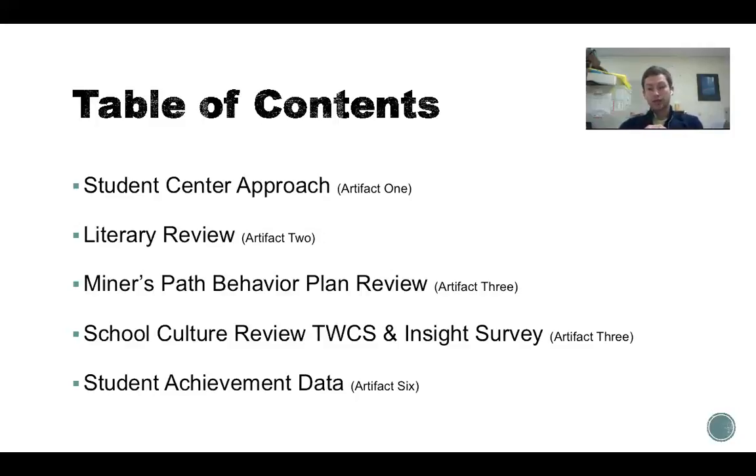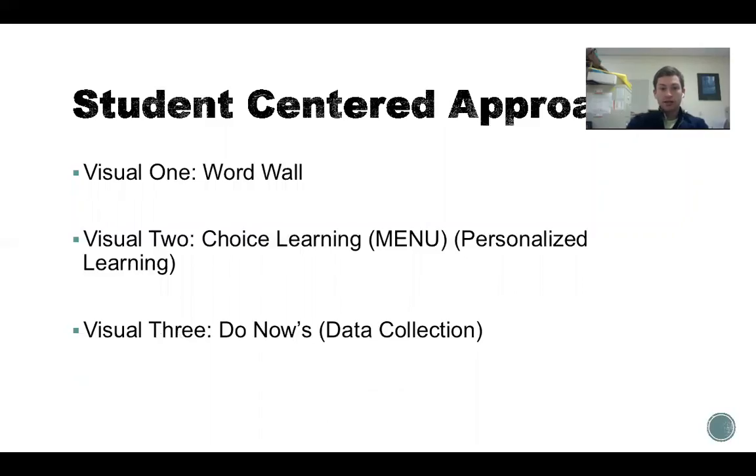After we talk about that, we'll go on to the school culture review through the teacher working conditions survey and the insight survey. We'll go over that, and then student achievement data. We have so much information on that, so we're just going to talk about some points that we pulled out as a team that we thought we do well, where the students have really shown growth, as well as where we need some improvements. Just a quick overview on that area. We could have a whole PowerPoint on student achievement. All right, let's dive into it.